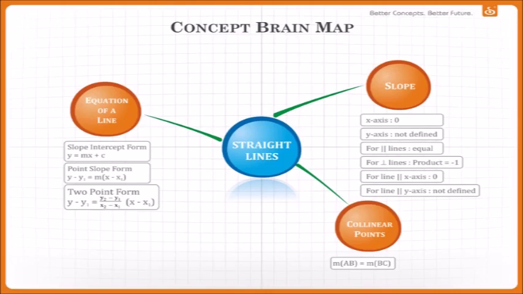The third way is when you are given the 2 points on the line. Then we first need to find the slope m as (y2 - y1) upon (x2 - x1). And then the equation will be written as y - y1 is equal to m into (x - x1).